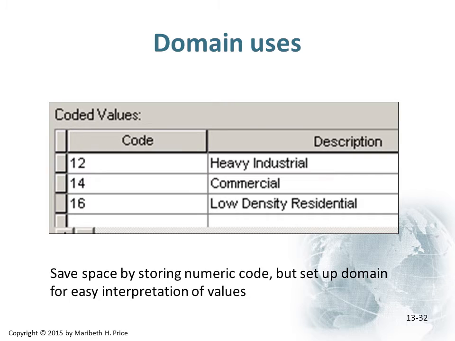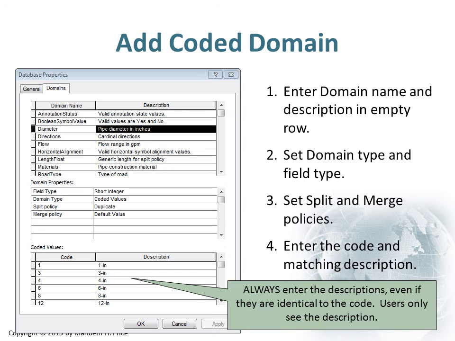So what are the domain uses? Well, it saves space by storing a numeric code, but you set up the domain for easy interpretation of values. The codes, for example, like 12, 14, and 16 may not mean anything if they relate to heavy industrial, commercial, or low density residential. In some of these instances, it's very important that not only do you have this mentioned in the metadata, but that you provide clear access to these codes so that people can understand what it is they're actually looking at.